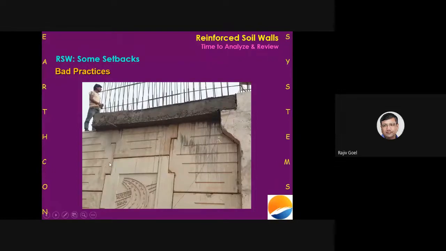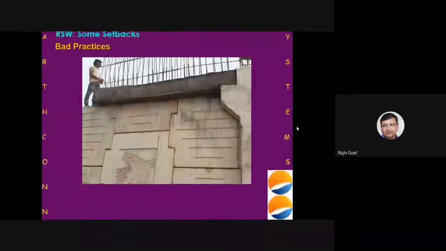You can see another bad practice. The bad practice is that this approach slab is entirely resting on the wall panels. In a while, I'll come to this, and tell you that the wall panel is a non-structural element and it cannot take any vertical load. But this kind of construction will transfer all vertical loads onto the fascia panels, and believe me, we will all be in trouble.